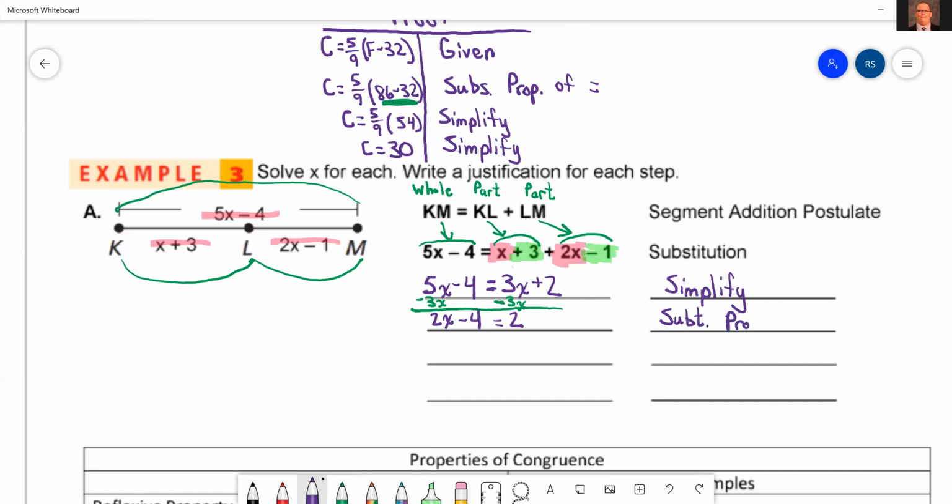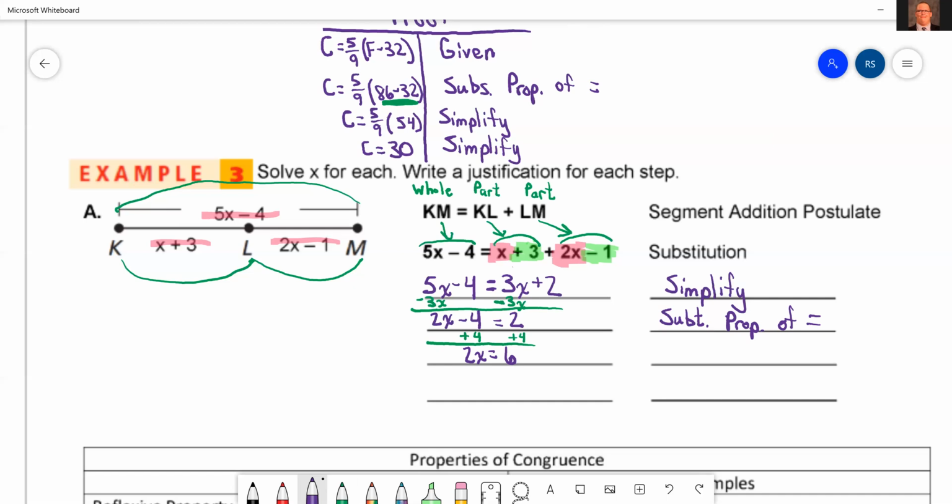And then we're going to have the property of equality. That's the only subtraction one we know of. Okay, what next? Well, we've got to add 4. So it's going to be 2x equals 2 plus 4 is 6.